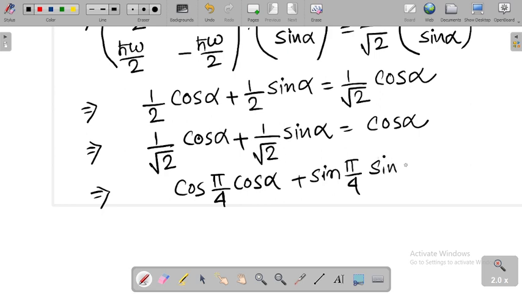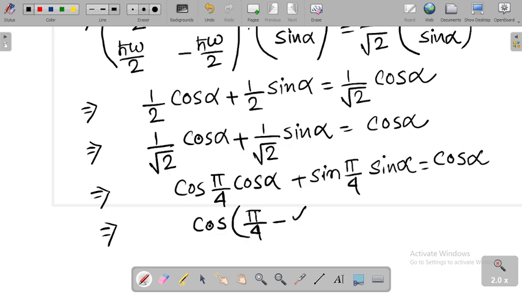We write this in terms of cosine and sine just to get the left hand side as cosine of something, right? So it is nothing but cosine of pi by 4 minus alpha, that is equal to cosine of alpha. So from here we get alpha as pi by 8.